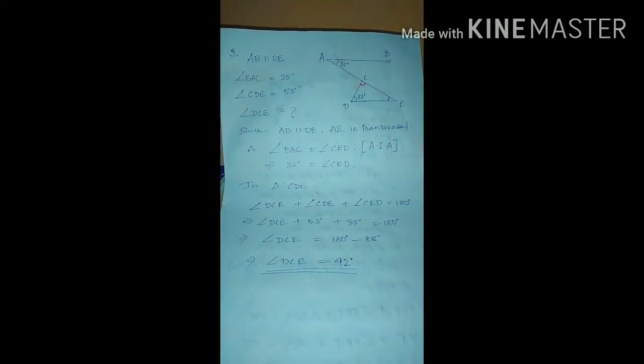Is it clear? Okay. In exercise 6.3, the next question is question number 3. As you see, the figure is given to you, the figure is this one, and the conditions are given in this way. This line AB is parallel to DE. Is it clear? So one thing we already know.